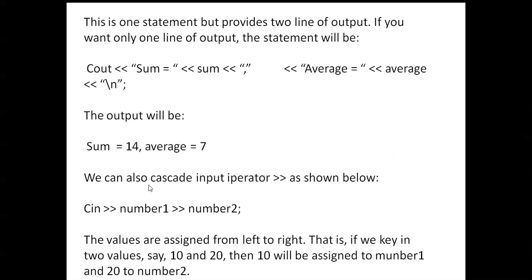We can also cascade input operators as below: cin >> number1 >> number2. The values are assigned from left to right. That is, if we key in two values, say 10 and 20, then 10 will be assigned to number1 and 20 will be assigned to number2.